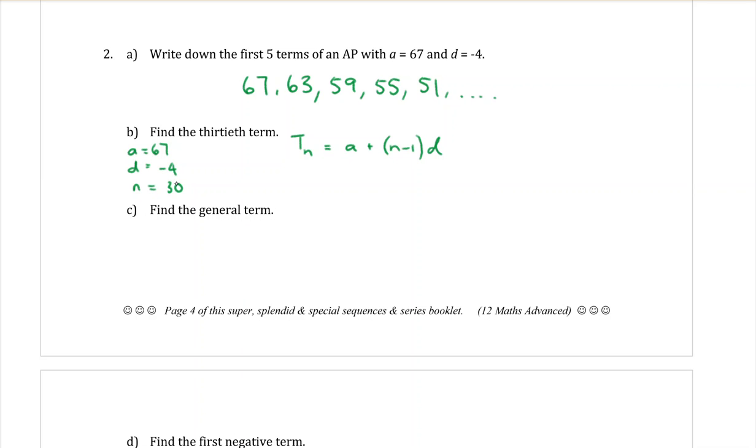Okay, so now it's just a matter of substituting those things into that formula. Instead of T of N, I can write T of 30 to say that's the 30th term. A is 67 plus N minus 1 will be 30, take away 1, and times by the minus 4 at the end. I don't know why they put the D at the end. Sorry, what did you say? Minus 49, correct.